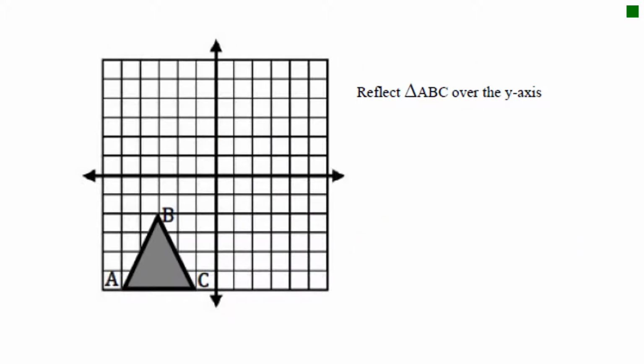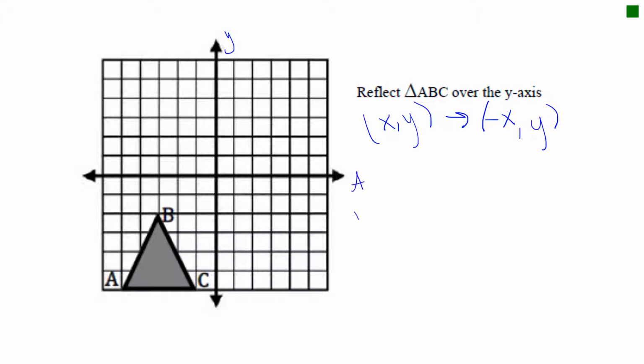Let's look at an example where we reflect triangle ABC over the y-axis. So remember, my y-axis is this vertical line, and if we want to use the shortcut, which is what I'm going to do, what changes? Which value? Our x value changes. So it goes from xy points to negative xy points.